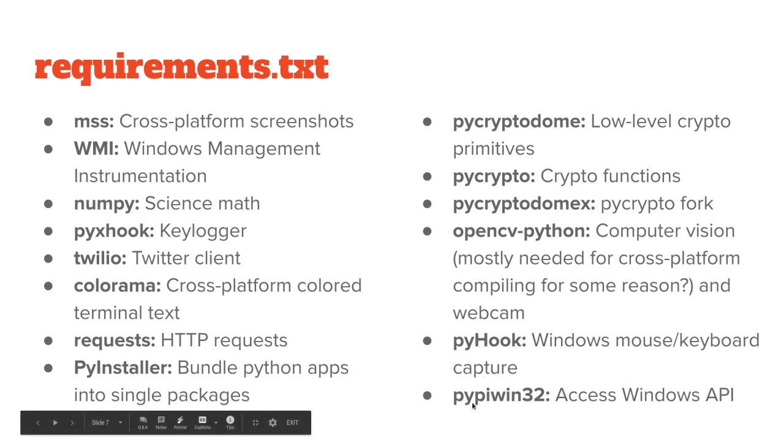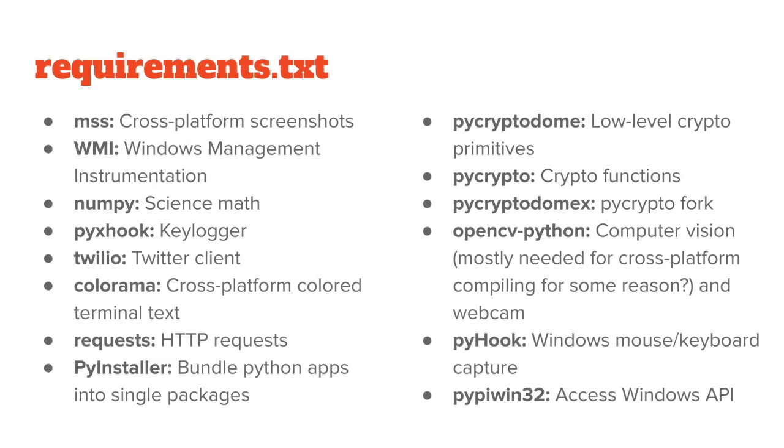I mentioned PyHook. And then PyPiWin32 is just accessing the Windows API through Python. Twilio is not a Twitter client, but it's a VoIP service. I thought it was a Twitter client, isn't it? No. Oh, my bad. When I Googled the library in pip, it said Twitter. Oh. My bad. Twilio is a company, a VoIP company, that can send messages and do phone calls. Interesting. I will double check that, but when I searched in pip, it said it was a Twitter client.